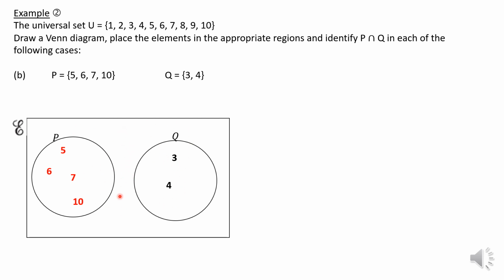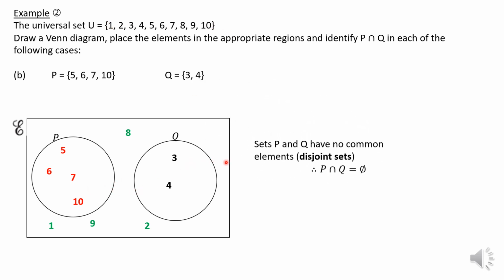But there are also some other elements that must come outside, and those are 1, 9, and 2, and 8, in order to complete the universal set. So when sets are like this, we call them disjoint sets. So that intersection is not there, or it's an empty set.